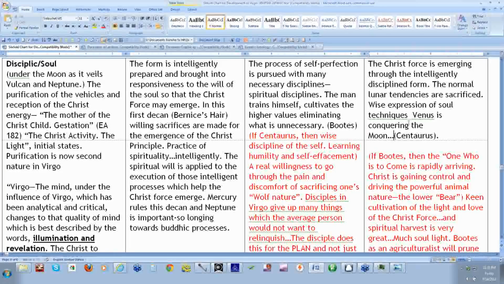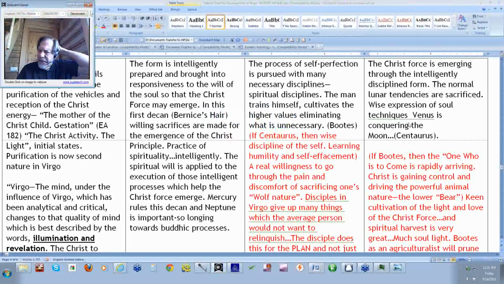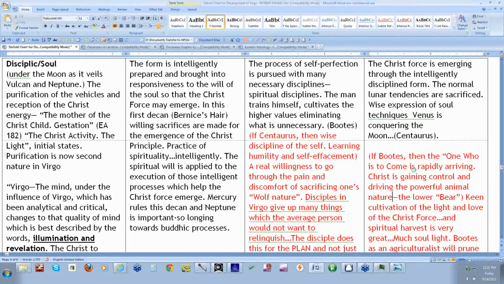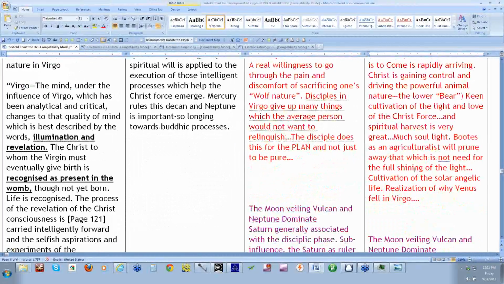The moon represents all that is lower in a man's nature, and Venus represents the solar angels. So this is in an area of life that is in general ruled by the moon, as it veils Vulcan and Neptune, and Venus in this last decanate, with its light, with its love, is conquering the moon. The one who is coming, Bootes, is rapidly arriving, not quite arrived. Christ is gaining control and driving the powerful animal nature, the lower bear.